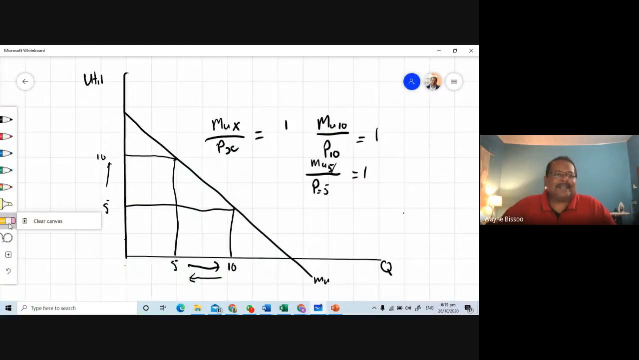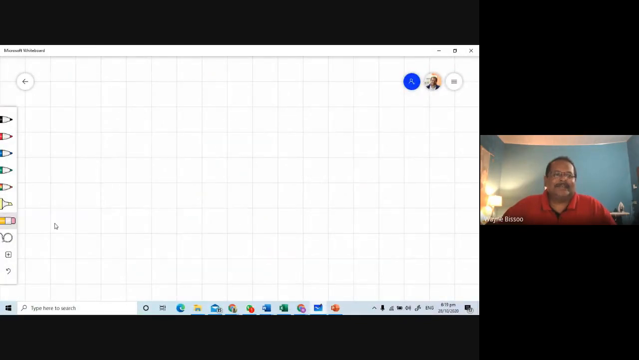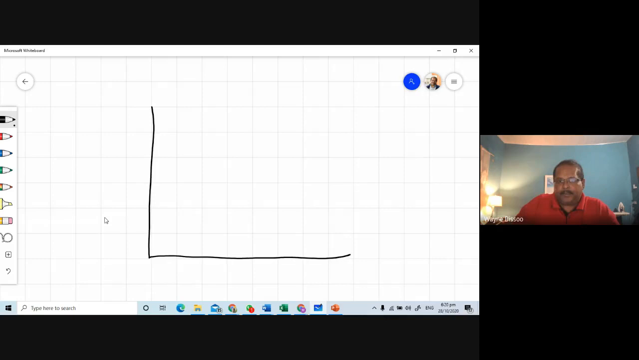All right. So let me clear this canvas, and we're going to scrap it out here again. All right. So we're going to draw two axes. This time, remember, this is good X on the X-axis. And then we have good Y.